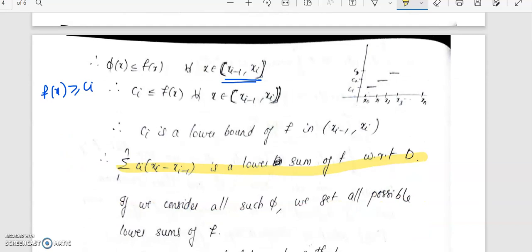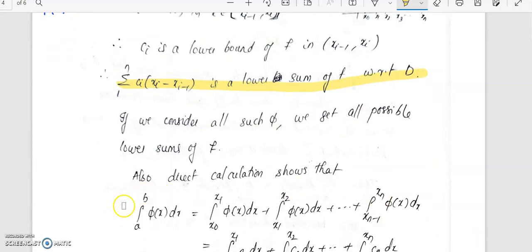And now this is one partition. So we have such arbitrary partitions. If you consider all such pi, we will get all the possible lower sums. So for each pi, we will get a lower sum of this form.